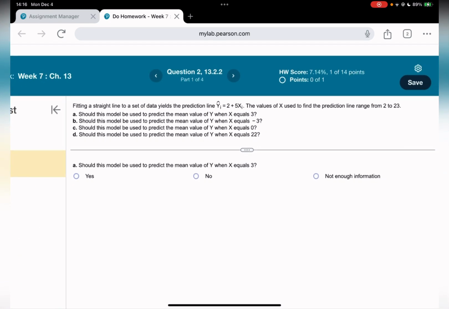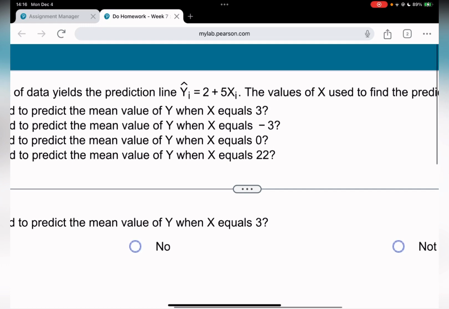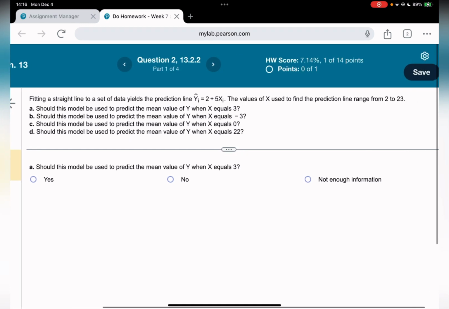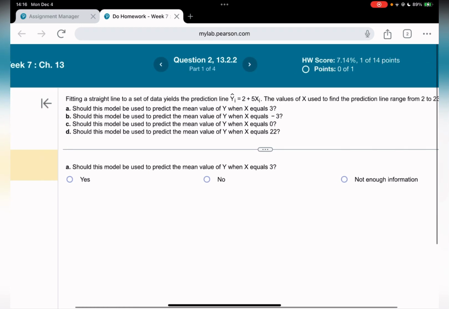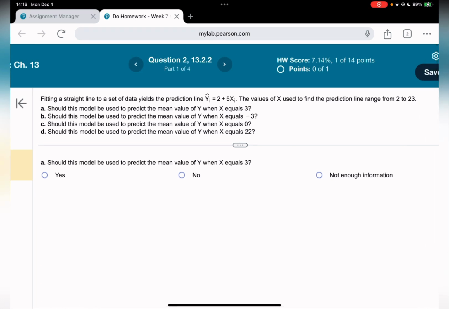Fitting a straight line to a set of data yields the prediction of y hat equal to 2 plus 5x. The values of x used to find the prediction line range from 2 to 23. Okay, so should the model be used to predict the mean value of y when x is equal to 3? Because x equal to 3 is fitting. It says x was used to find the prediction line for the range between 2 and 23, then 3 should fit, right? We put in yes.